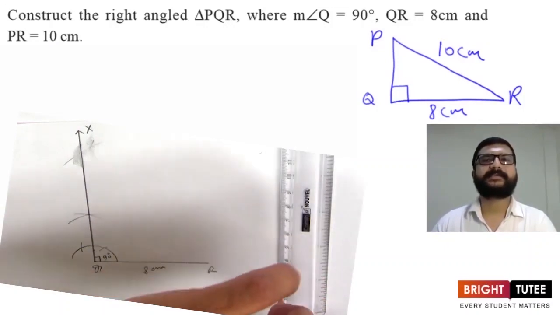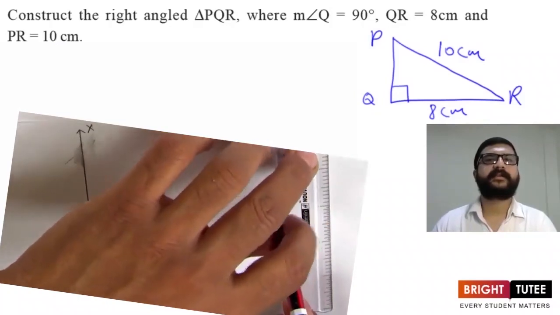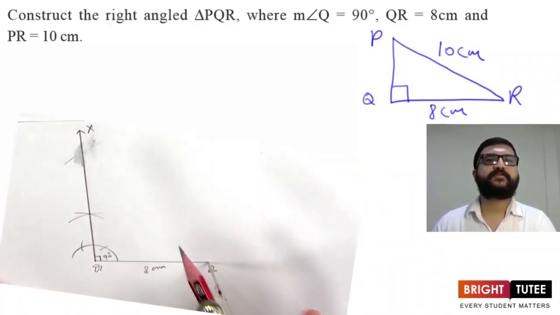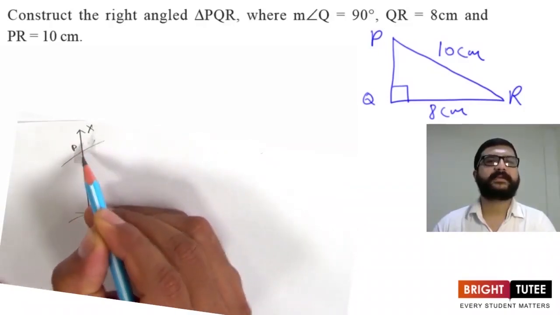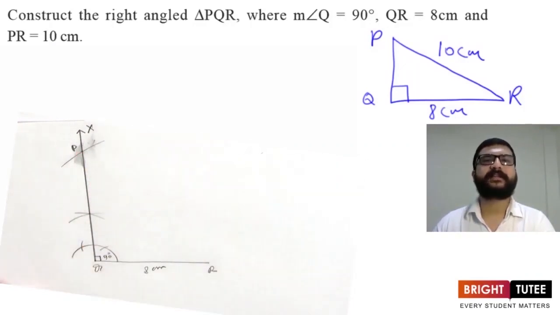Now the next step is we need PR to be 10 centimeters. So what we have to do for that? With R as a center and radius 10 centimeters, we have to make an arc intersecting QX at P. So this point here is P. And in the steps of construction we will write the same thing. With R as a center and radius 10 centimeters, make an arc intersecting QX at P. So this is the third step of construction.